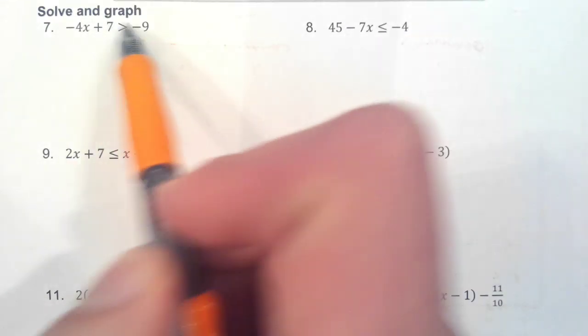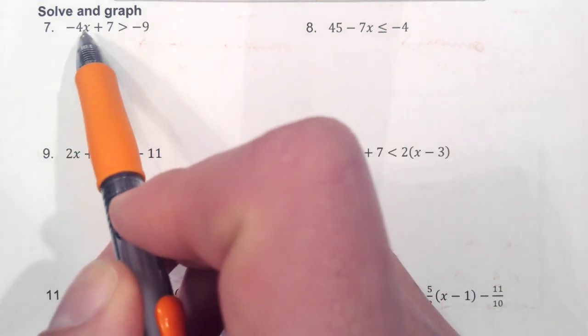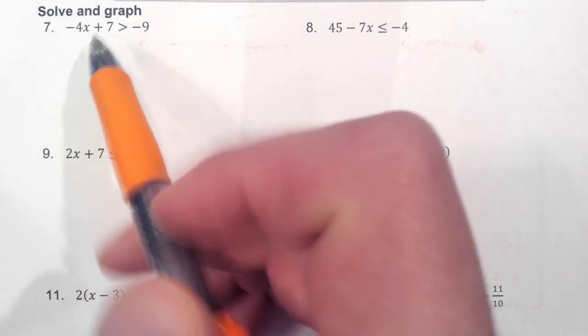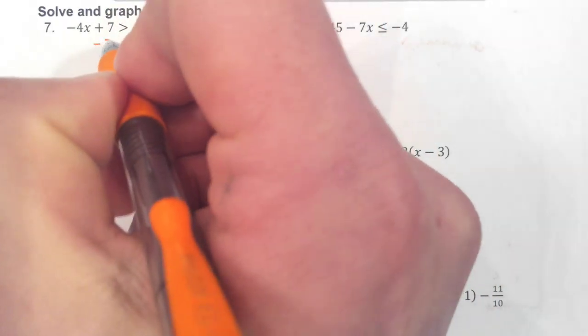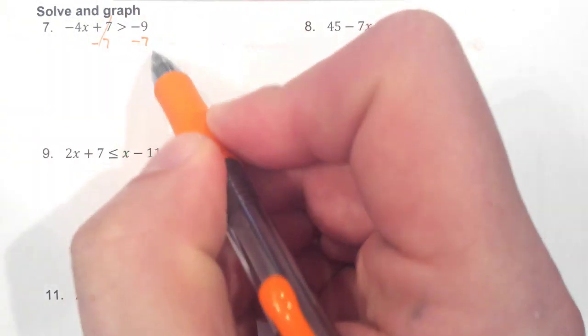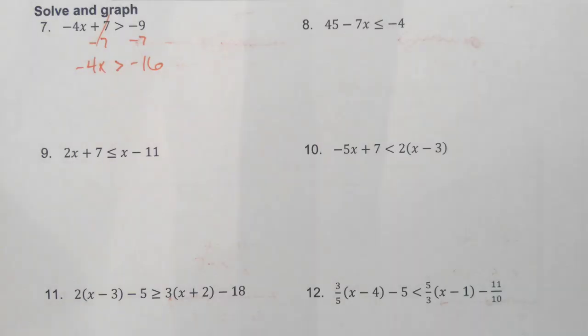Okay, so let's look. You should be fairly comfortable with solving these. How do you get x by itself? Well, first you move the things that are adding and subtracting, so you got to get rid of that plus 7 by subtracting 7. Now I am not multiplying or dividing, so my symbol would not change. I've got the negative 4x on the left. Negative 9 minus 7 more is negative 16.